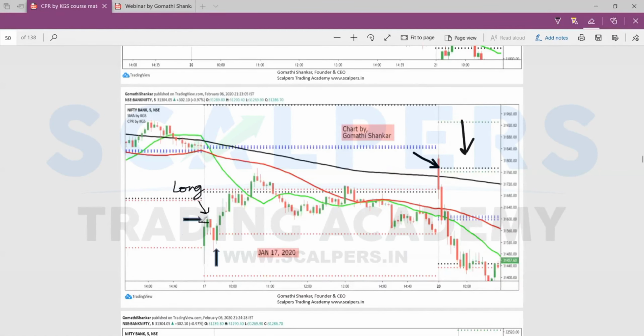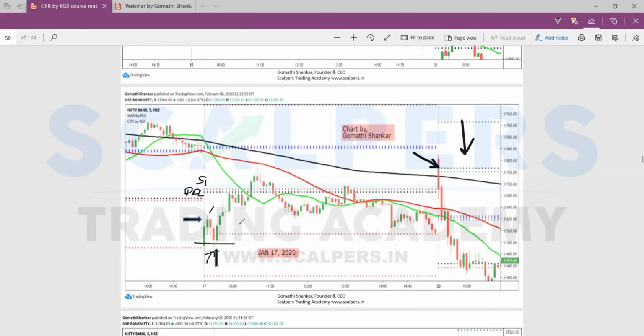My stop loss was below the S2. This is S2. I kept my stop loss below S2. But unfortunately, my stop loss was hit in this red candle. I did not expect the market to come down. I was expecting the market to go up at least to S1 and previous day low. But unfortunately, my stop loss was hit by this red candle.